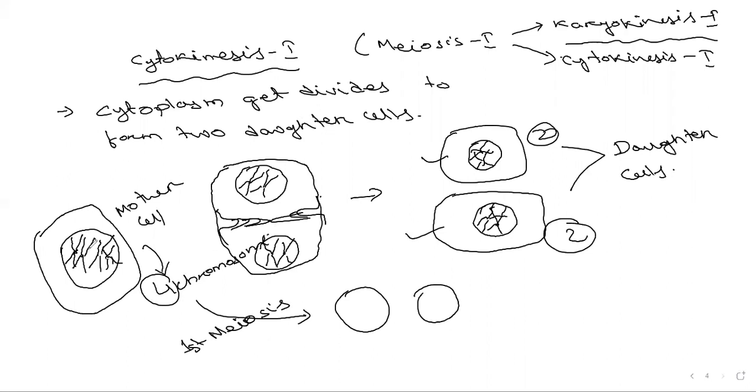We have discussed that in the mother cell there is presence of 8 DNA. This is 1, 2, 3, 4, 5, 6, 7, 8. But here there will be 4 DNA, and here also 4 DNA. That means the DNA content decreases here, as well as the chromosome content. The chromosome number becomes half and the DNA also becomes half in these daughter cells. So now the daughter cell has a half set of chromosomes.